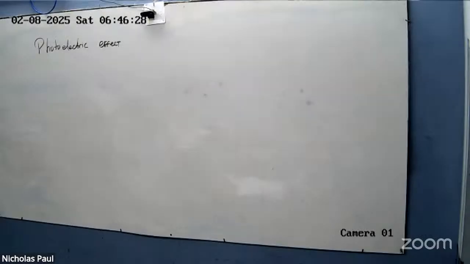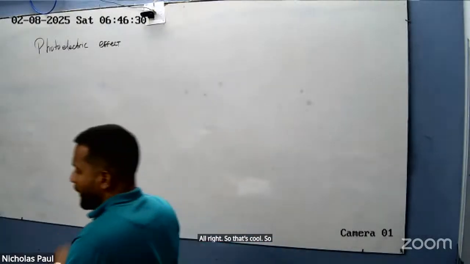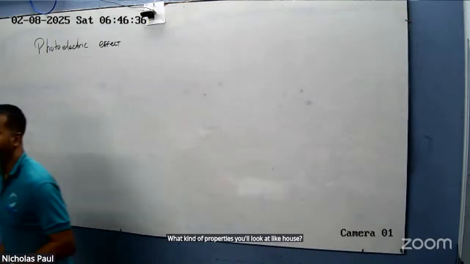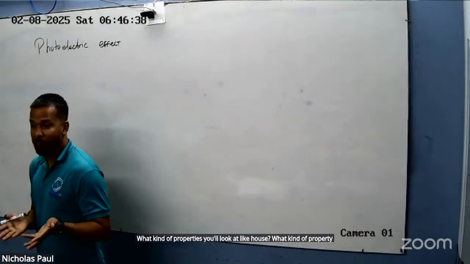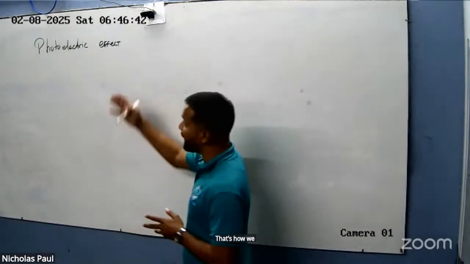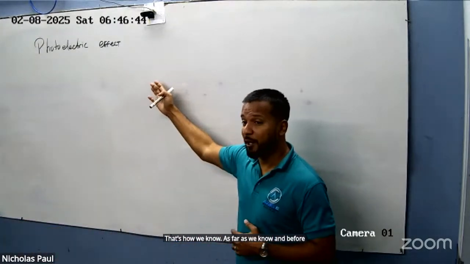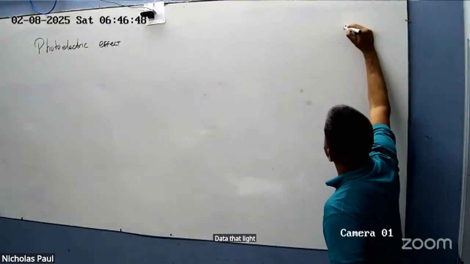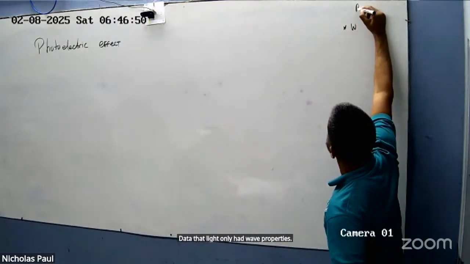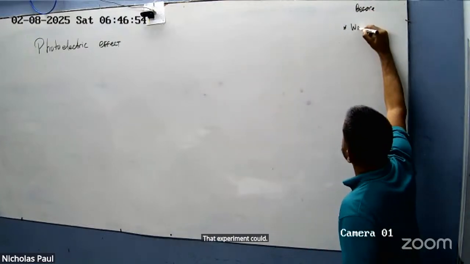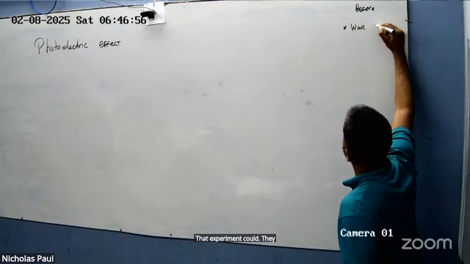So let's go. So here's what we're looking at, right? What kind of properties does light have? Wave properties, right? That's all we know. As far as we know, before this experiment, they thought that light only had wave properties, right? This is before that experiment occurred. They thought light was mainly wave properties alone.